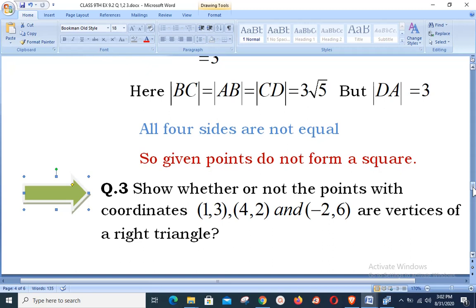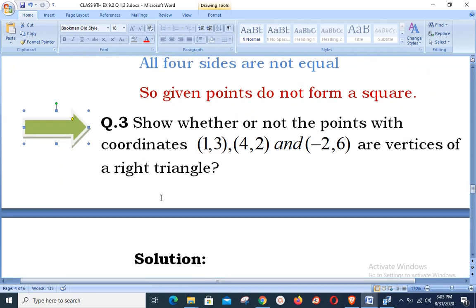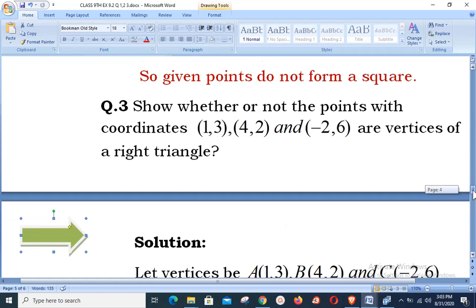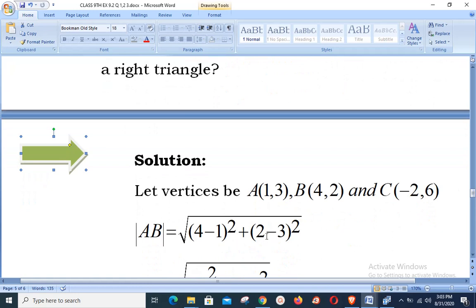For ease, the side opposite to the right angle, that is the side opposite to the 90-degree angle, is named the hypotenuse, and of the remaining two, one we consider as the base and the other as the altitude. We can talk about this topic in detail when we take it up. Now we just have to tell whether these vertices form a right triangle or not. Starting our solution, giving the vertices names: let the vertices be A(1, 3), B(4, 2) and C(-2, 6).